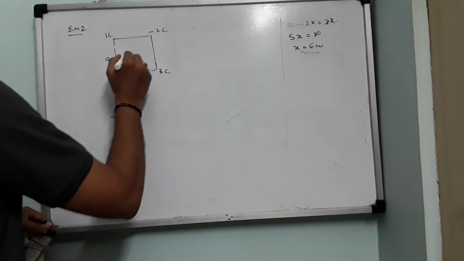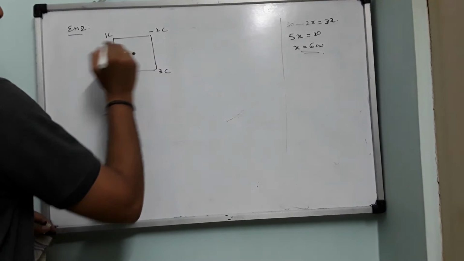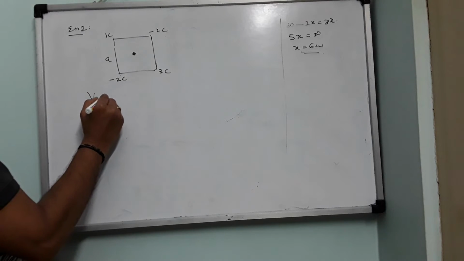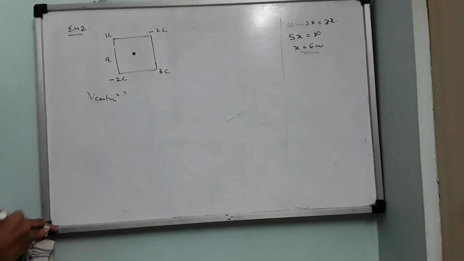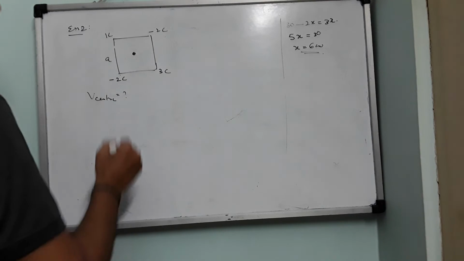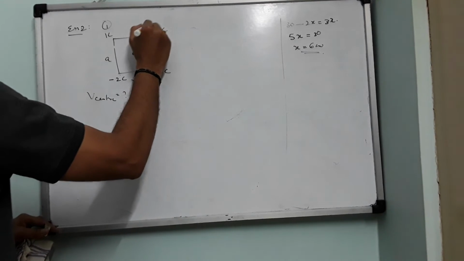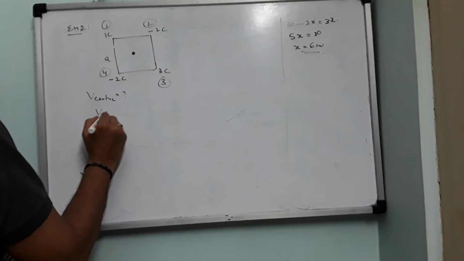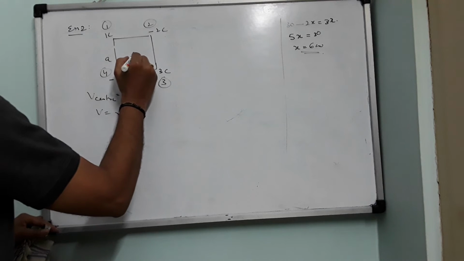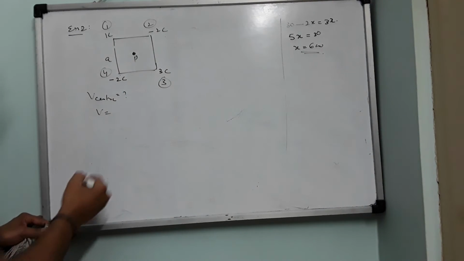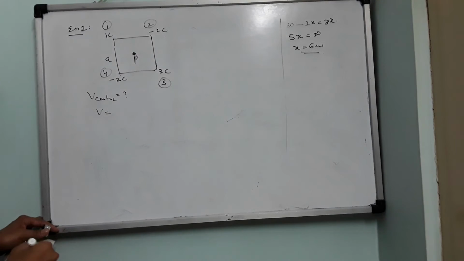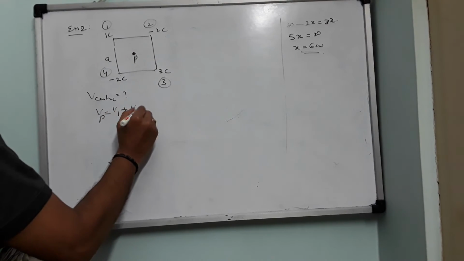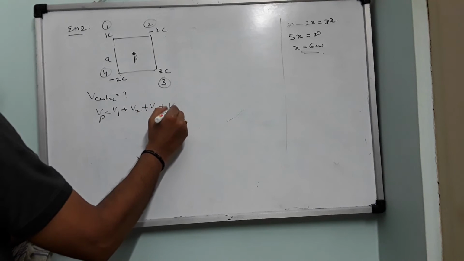Now, find the net potential at the center of the square. V at center, you need to find out. Then what you do? You make it as 1, 2, 3, and 4th charge. So V equals V at center. This I call point P, the point of interest. So Vp equals V1 plus V2 plus V3 plus V4.